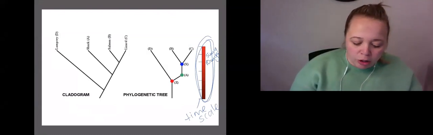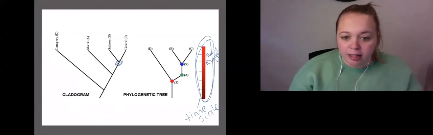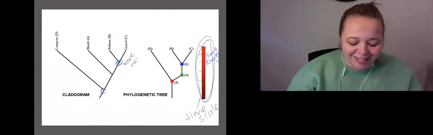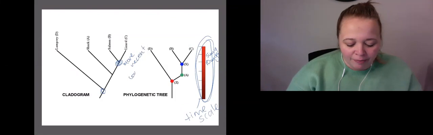So a cladogram can show me that a lizard is more closely related to the salmon than it is to the lamprey because they have a more recent common ancestor.